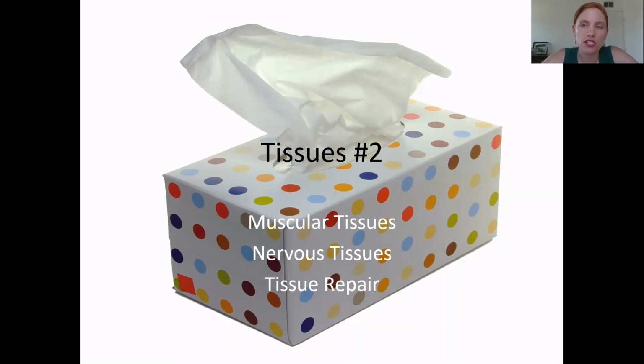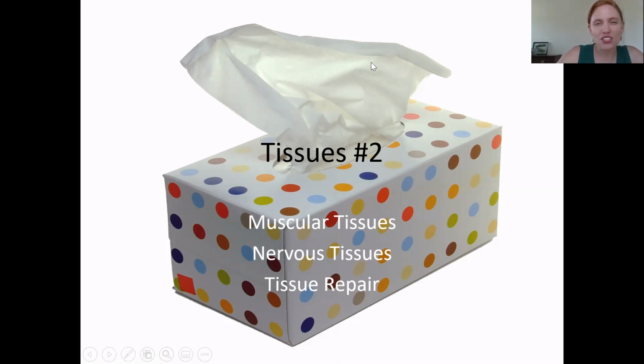So we already did a lecture on the epithelial tissues and connective tissues, and now we're moving on to muscular and nervous tissue. We will also talk a little bit about tissue repair. So basically, what happens if you get a boo-boo, what happens if you get hurt.